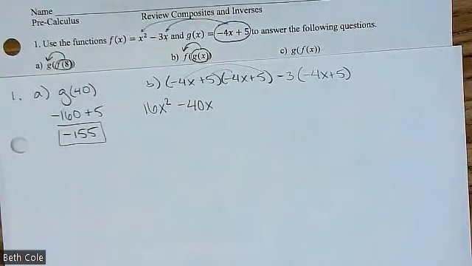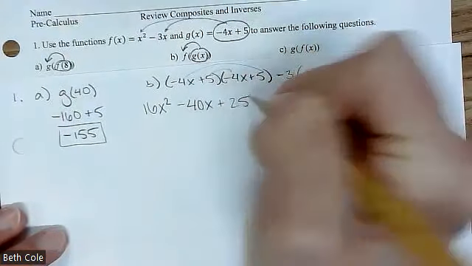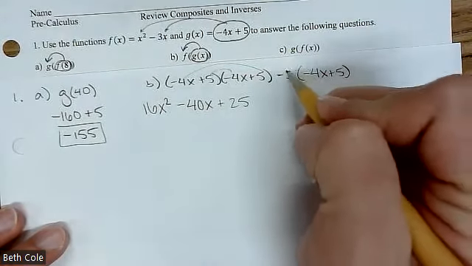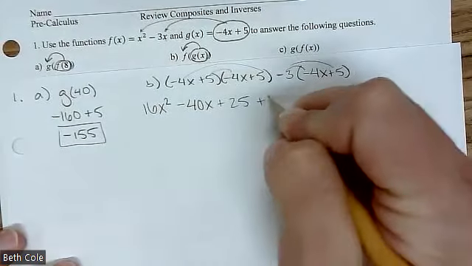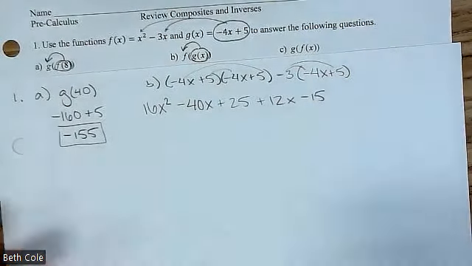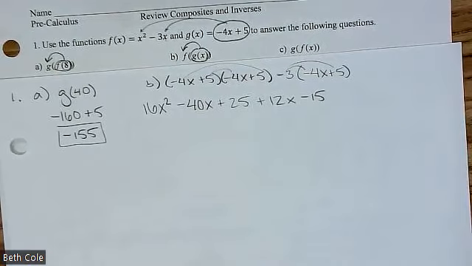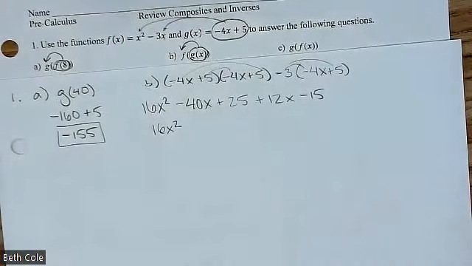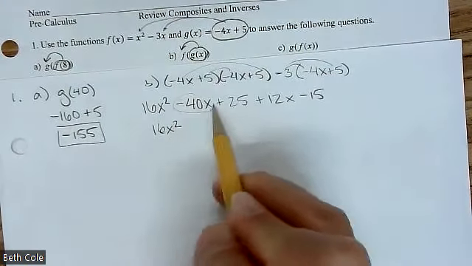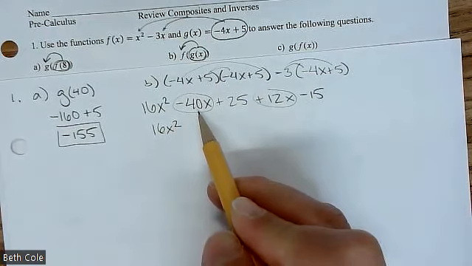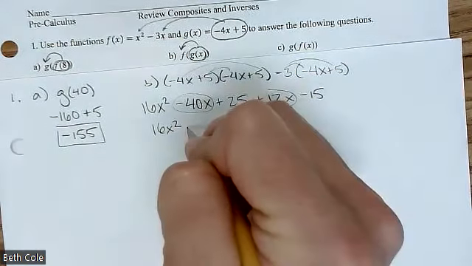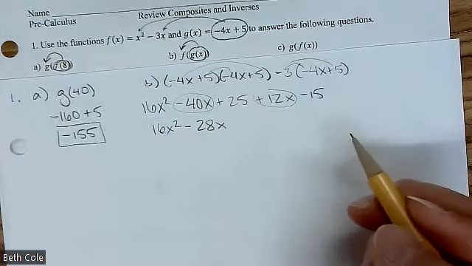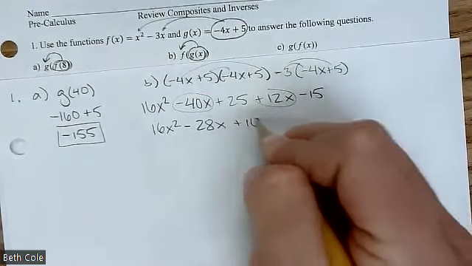Thank you. And then 5 times 5. 25, there, you all survived. And then here you're going to distribute not 3, but negative 3. So that will be 12x minus 15. So you get this big long string of information, and then you're going to put the like terms together. So it'll be 16x squared, and then what? Minus 28x? And then 25 minus 15, 10.